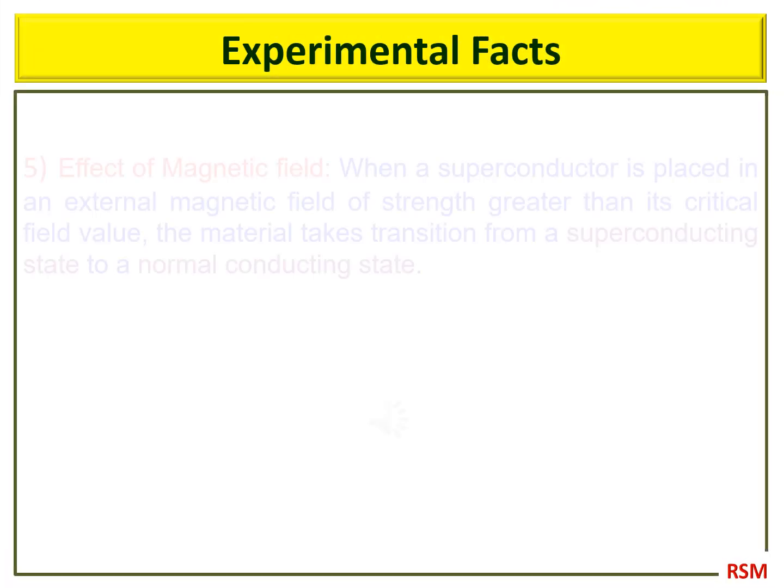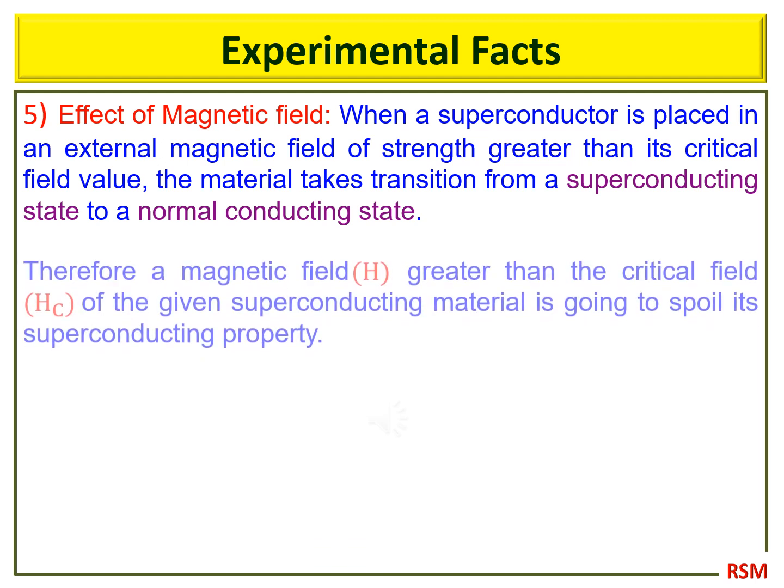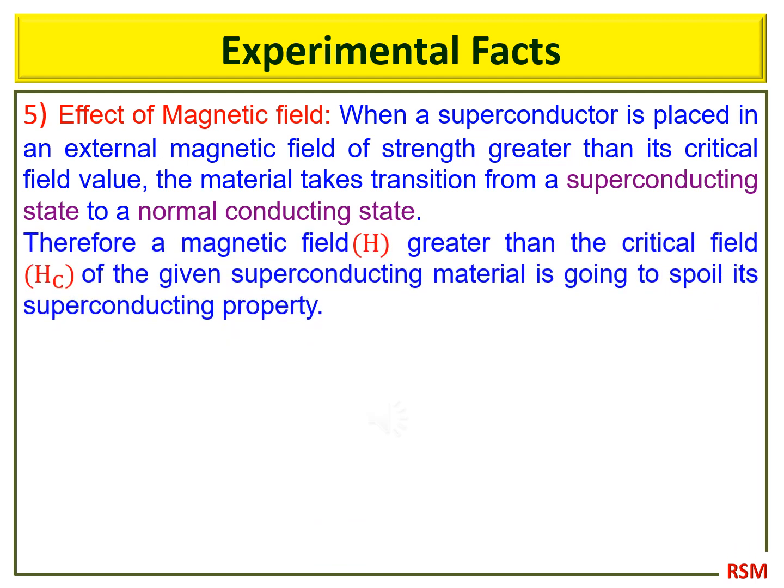Effect of magnetic field. When a superconductor is placed in an external magnetic field of strength greater than its critical field value, the material takes transition from a superconducting state to a normal conducting state. Therefore, a magnetic field greater than the critical field value of the given superconducting material is going to spoil its superconducting property.